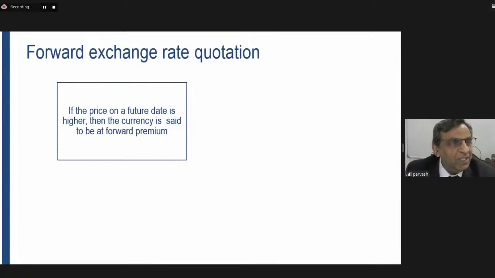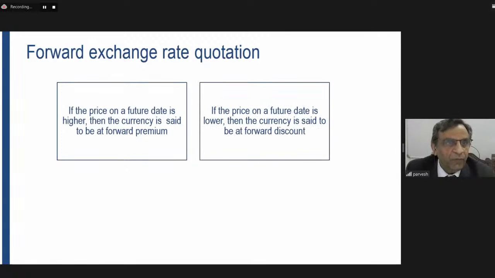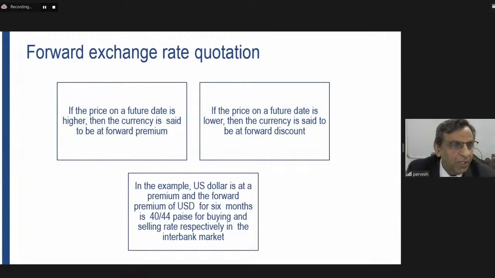Now, if the price on a future date is higher, then the currency is said to be at a forward premium. In the example which we did, the US dollar was at a premium, because the forward rate was going up in the future. If the price on a future date is lower, then the currency is said to be at a forward discount. So either a currency will be trading at a premium or a discount, and we'll do some exercises to really understand that concept. So in the example, the US dollar is at a premium.